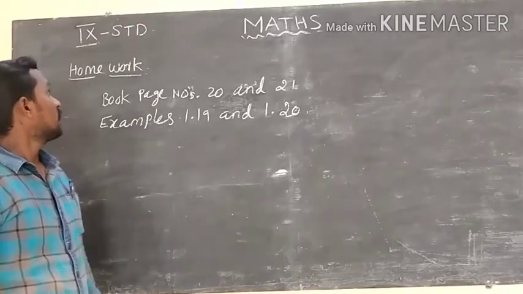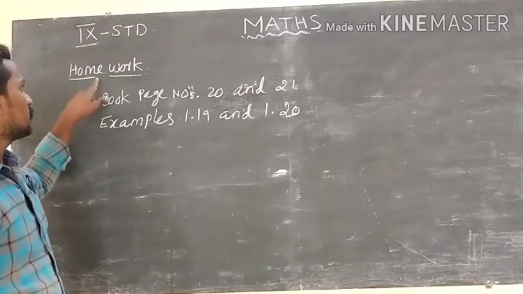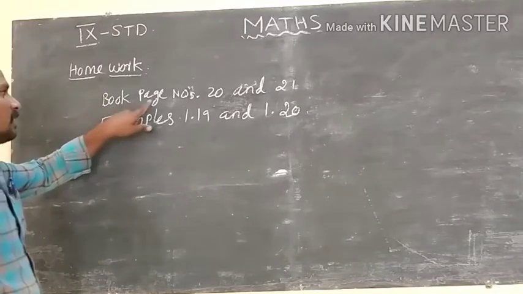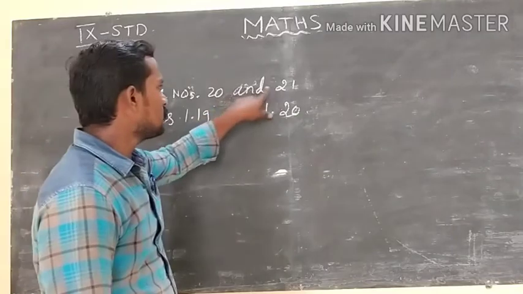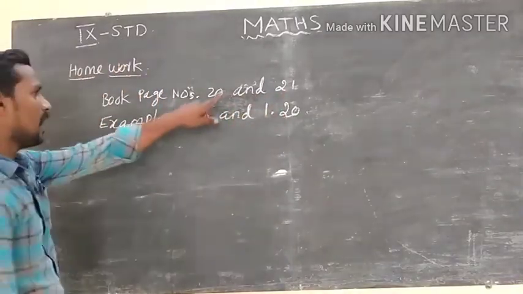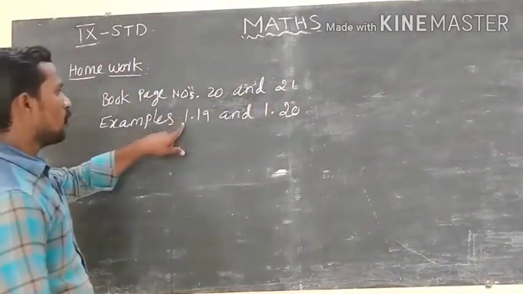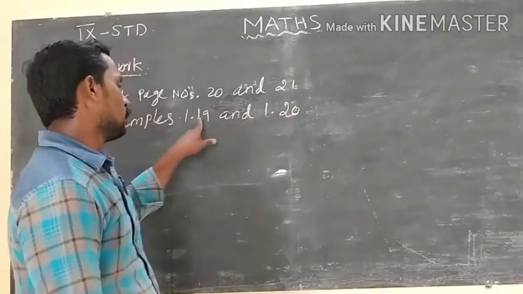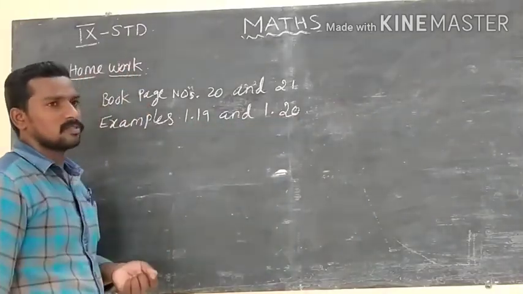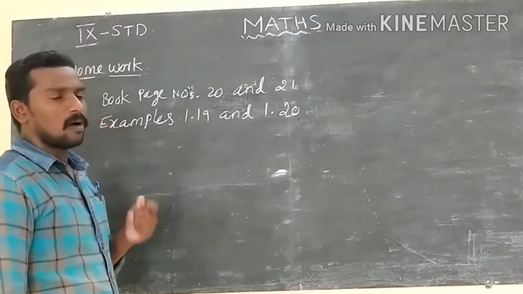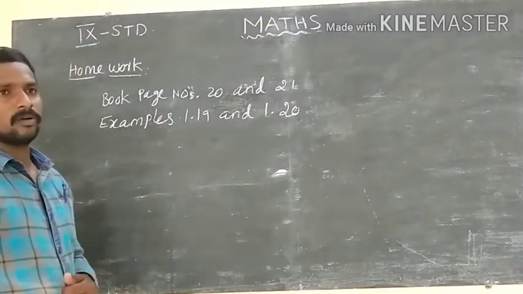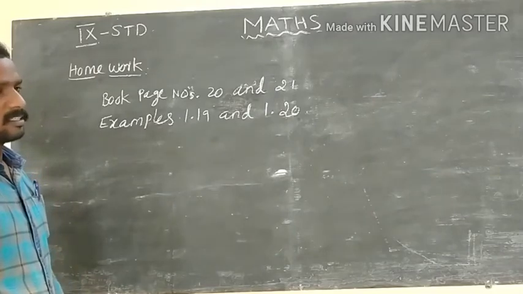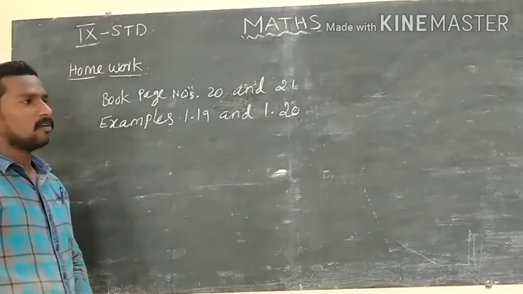Okay. So next, your homework for this class: book page numbers 20 and 21, examples 1.19 and 1.20. Work out these two sums using the commutative and associative properties of union and intersection. So find out the answer.